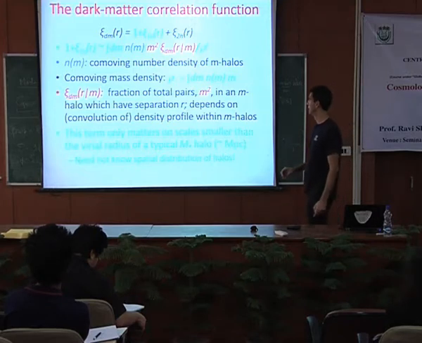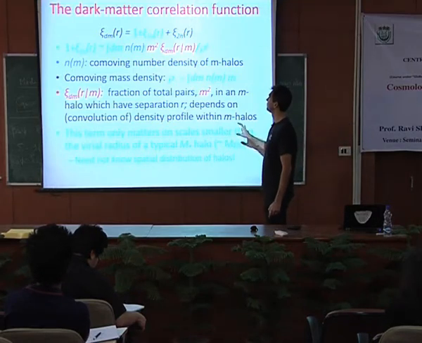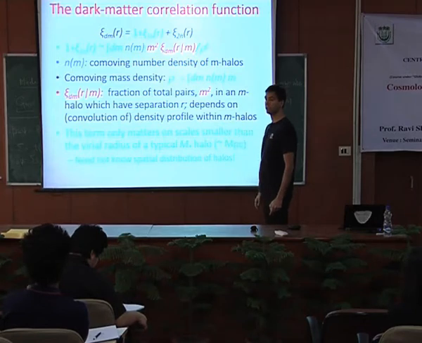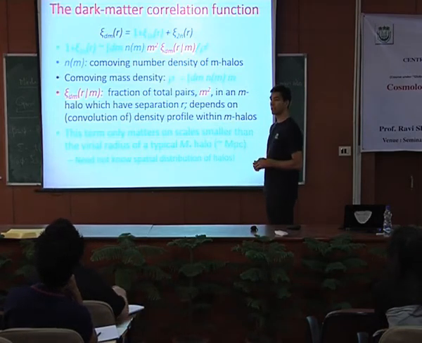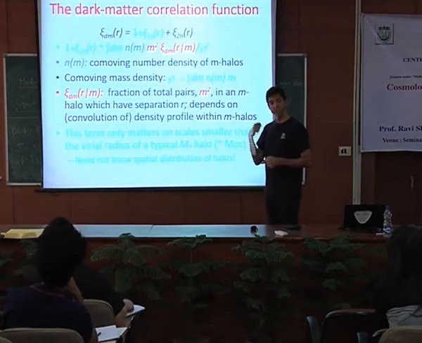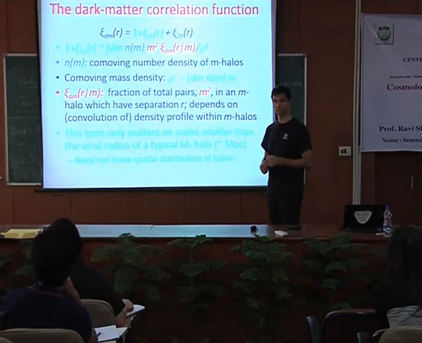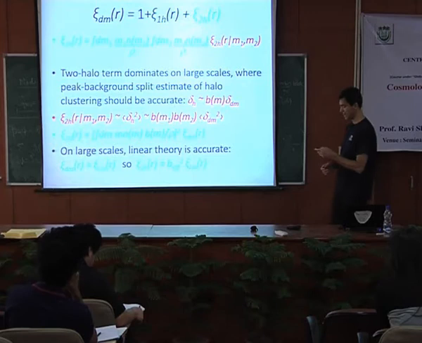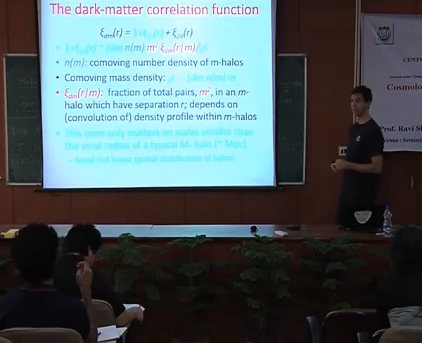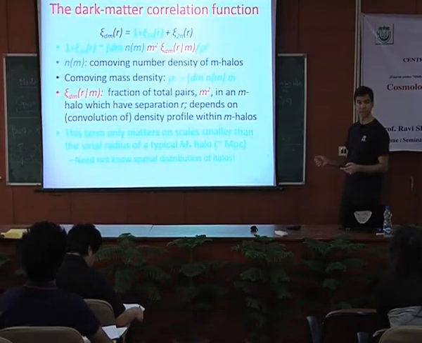So that's the one halo term. So importantly, for this term, you need to know the halo mass function, but you don't care about halo bias. Okay? And that's because the term is one halo at a time. So you don't care about pairs of halos.